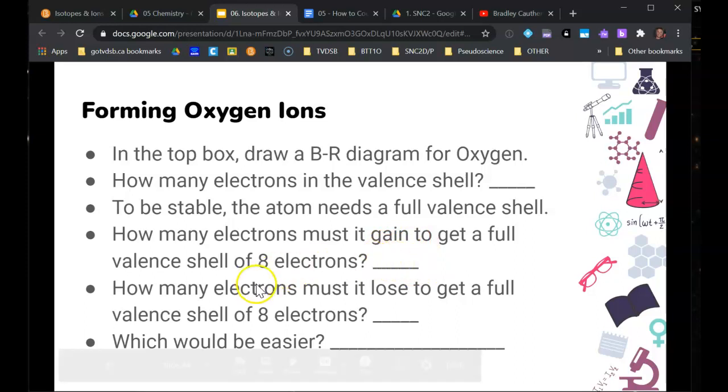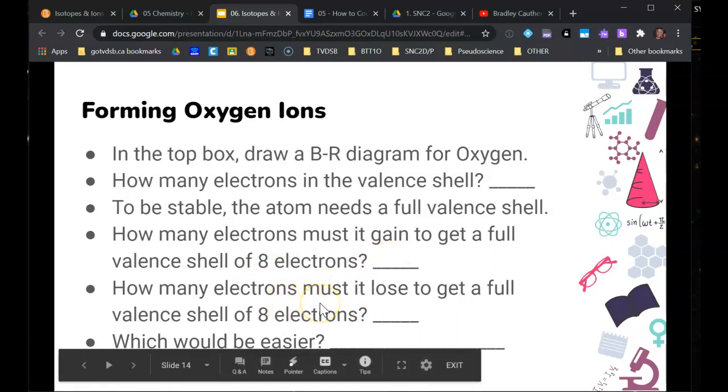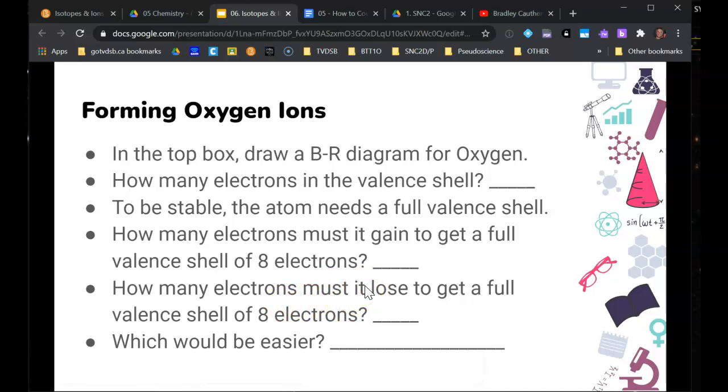And if we want to lose all of those electrons to empty out that outer shell, we would have to lose 6 because it has 6 electrons in the outer shell. What's going to be easier? Well, again, just like last time, it comes down to the smaller number. I can either gain 2 or lose 6. Gaining 2 is going to be easier to do than losing 6 because the number's smaller. And it really just does come down to that.